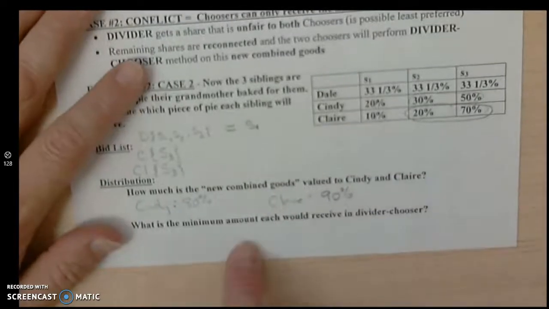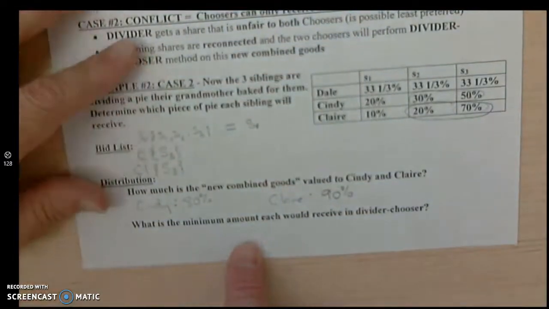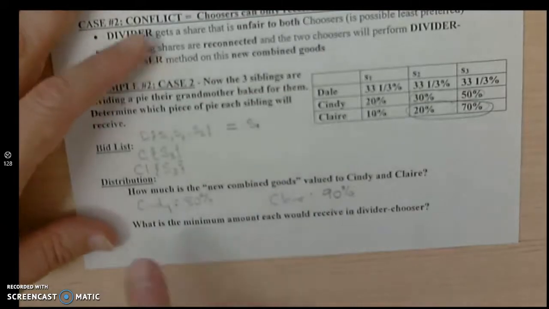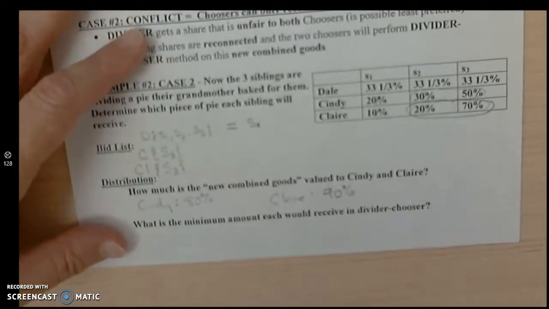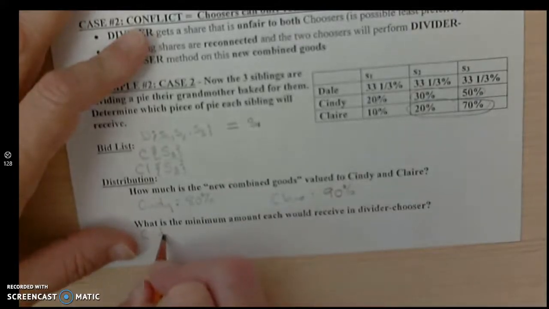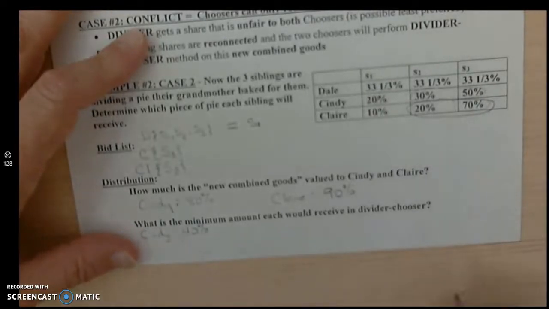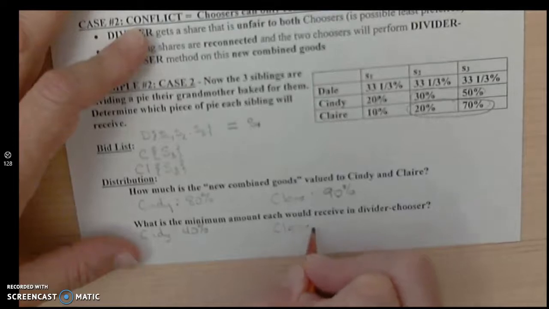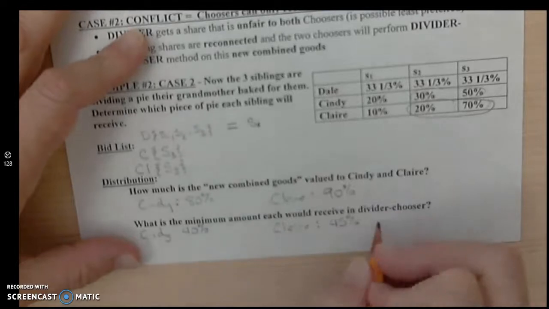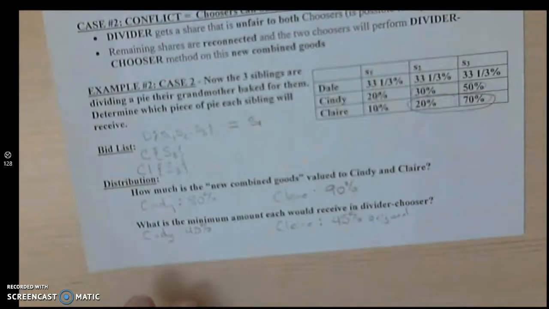So if you really think about it now, if we split that in half, then what would be the minimum that Cindy would receive? Well, Cindy would get a minimum of 40, if you cut it in half. And Claire is going to get 45%, would be the least that she thinks that she would get. The 45% of the original.